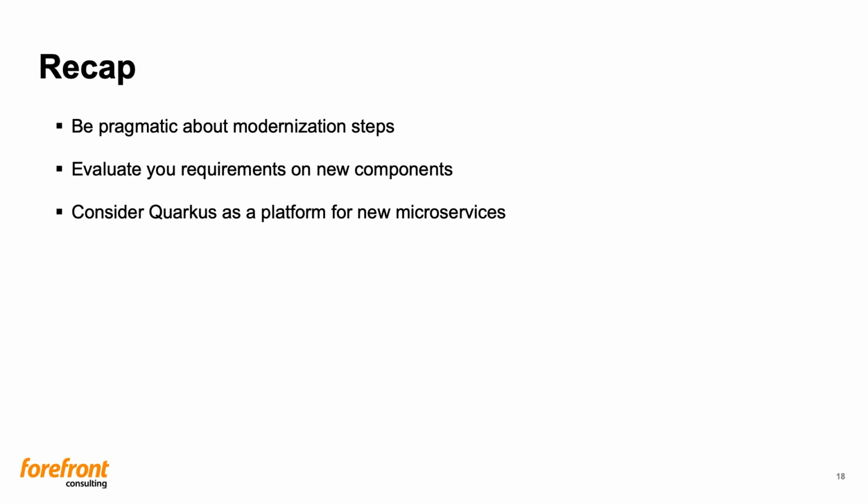So Anders was talking about a lot of real-world examples of modernization patterns. And I think the key take-home message there is to be pragmatic about your modernization steps and have a clear roadmap for what you want to achieve. And when you're evaluating what new technological platform to use, you should clearly evaluate your requirements against what's out there. And I would say you should strongly consider Quarkus as a platform for implementing such modernization patterns and other services in your organization.